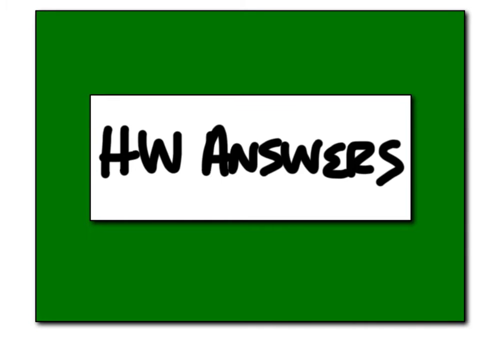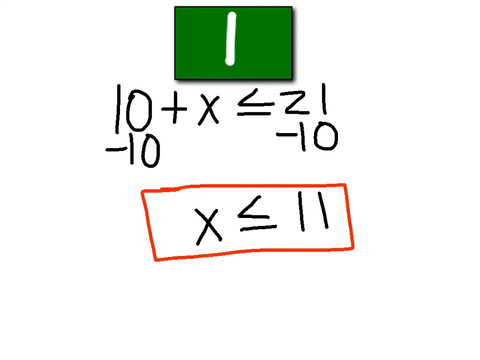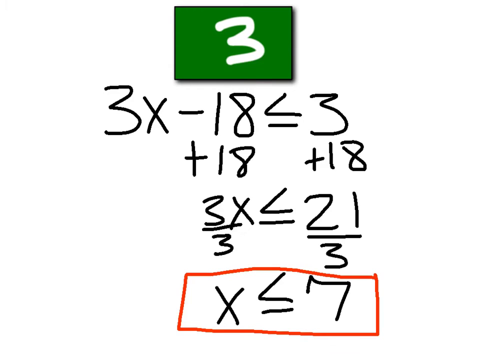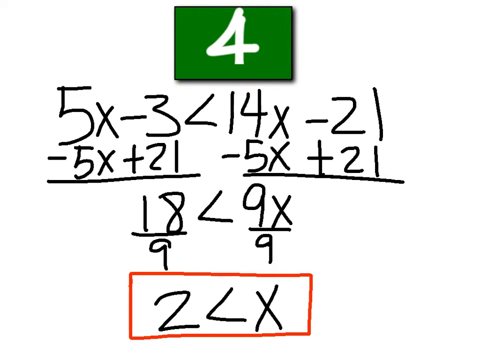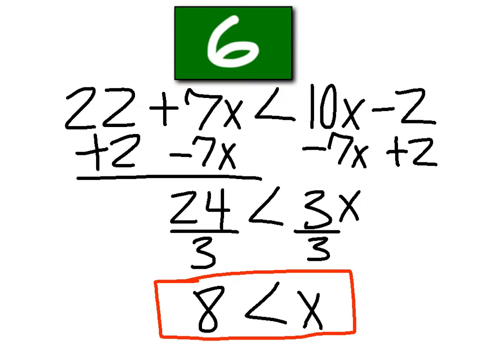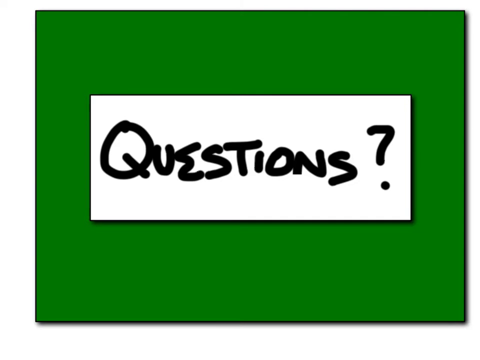Okay, homework check's going to be up here. Alright, number 1 should be x is less than or equal to 11. Number 2 should be x is greater than -1. And number 3 should be x is less than or equal to 7. Okay, number 4 should be 2 is less than x. Number 5 should be 16/3 is greater than or equal to x. And number 6 should be 8 is less than x.